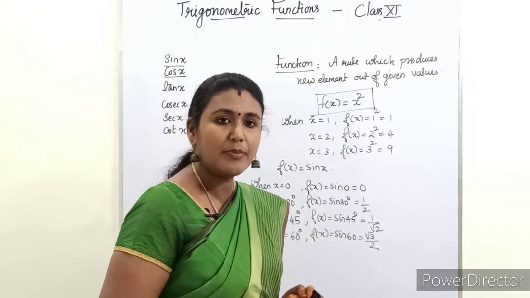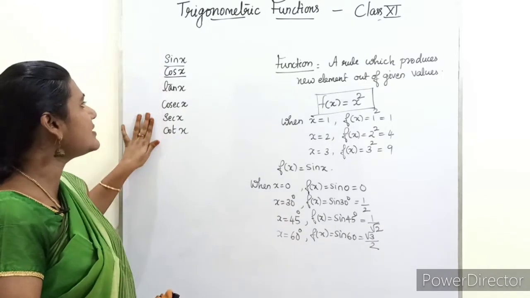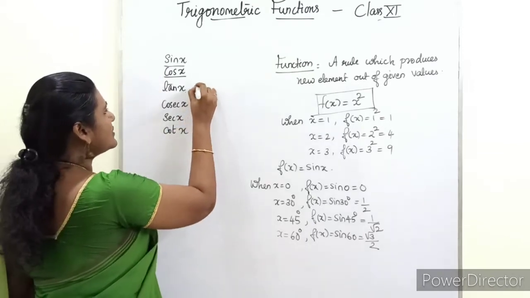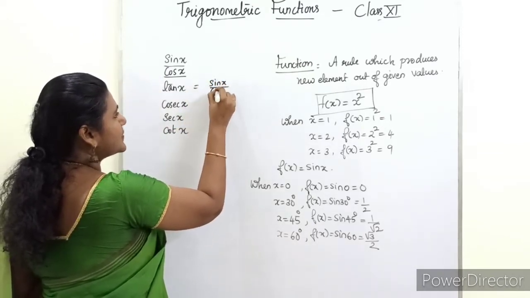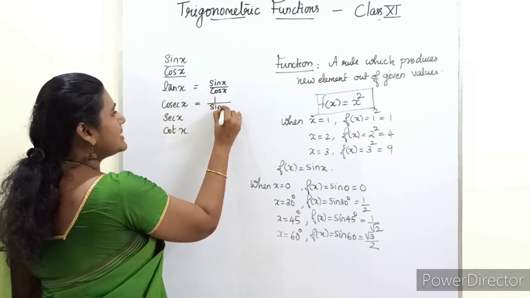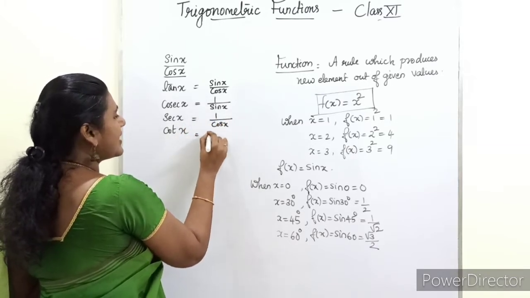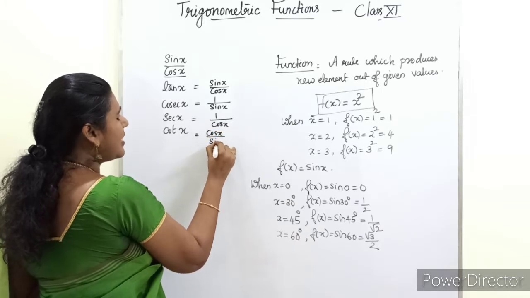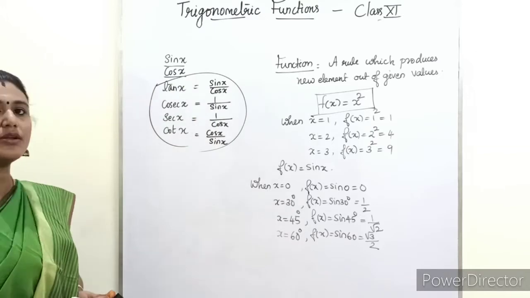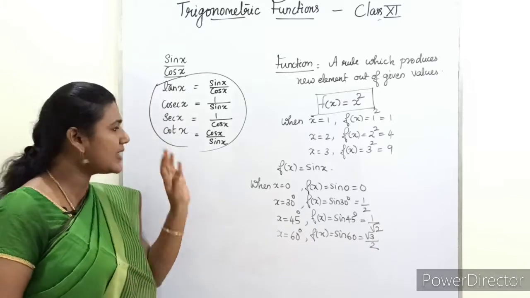So what about the remaining ratios? These remaining ratios we can also express in terms of sin and cos, because you know that tan x is equal to sin x by cos x. Cosec x I can write as 1 by sin x. Sec x I can write as 1 by cos x. And cot x I can write as cos x by sin x. So the remaining 4 ratios I can write in terms of sin and cos. Since sin and cos are functions, the remaining 4 ratios are also functions. We will see that later.